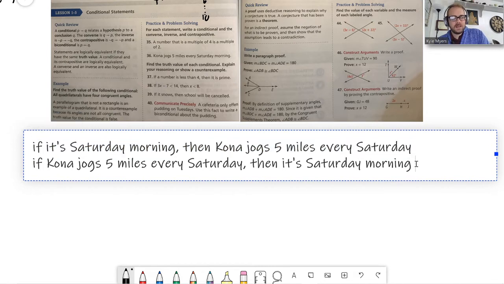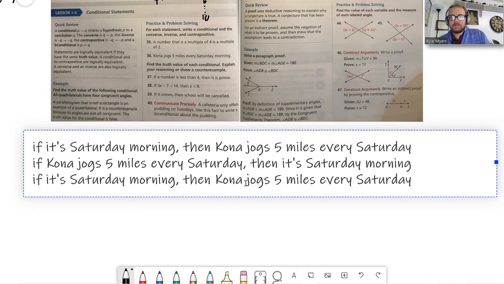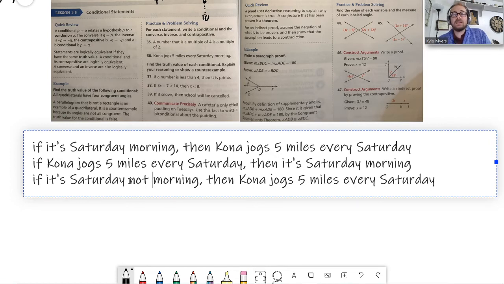So I'm going to take the original statement again, paste it. If it's Saturday not morning, technically, if you want to really have the answer be grammatically correct, you should put if it's not Saturday morning. But at this point, I'm just kind of having fun. So I'm going to put Saturday not morning. If your teacher doesn't think that's funny, then you should probably put the not after the it's. So go ahead and do that. And no, I wasn't talking to you, phone. Stupid Siri. So if it's Saturday not morning, then Kona not jogs 5 miles every Saturday. There you go.